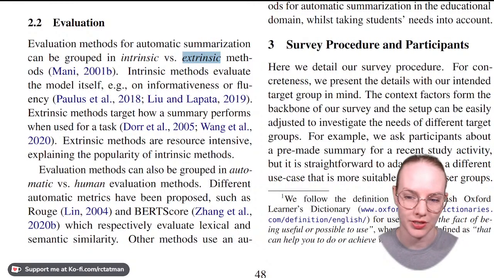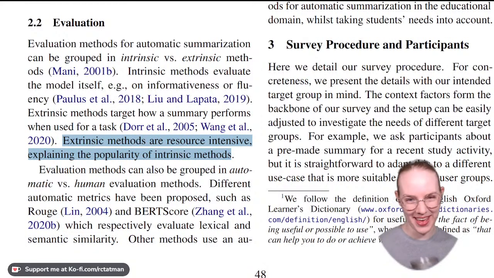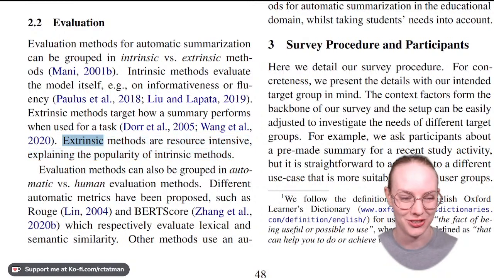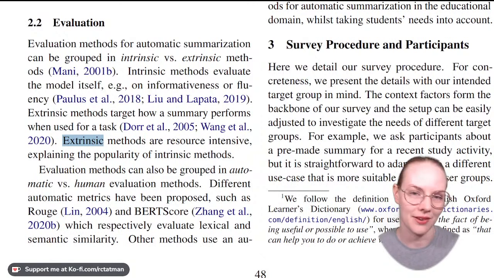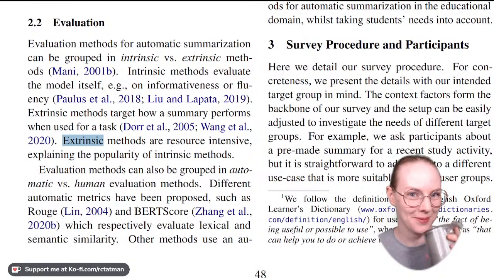Extrinsic methods are resource intensive, explaining the popularity of intrinsic methods. A little bit of academic shade there. Basically, they're saying the reason that people do intrinsic methods is that it takes time and effort to do the extrinsic methods, and people don't want to, so they don't. And I get it, right? There's a pressure to publish a large volume of work, and less pressure to publish a lot of really high quality, really well thought through work. But yep.